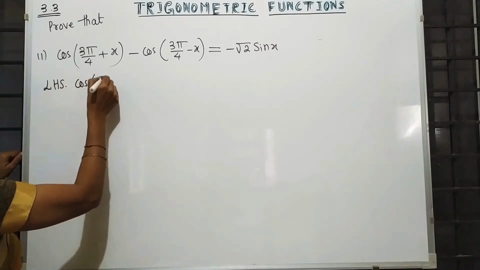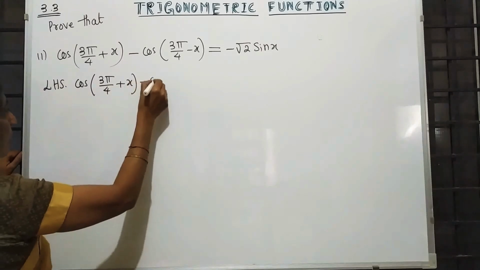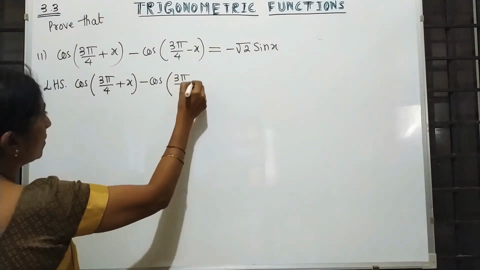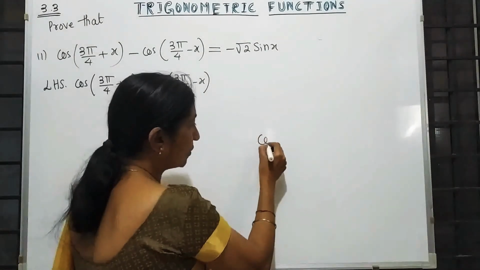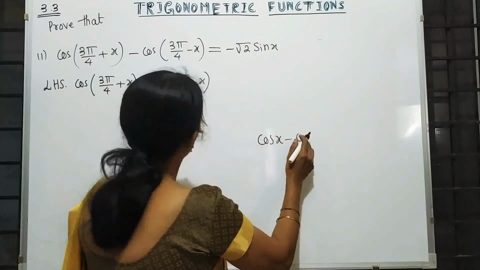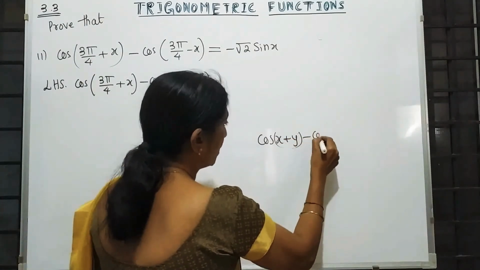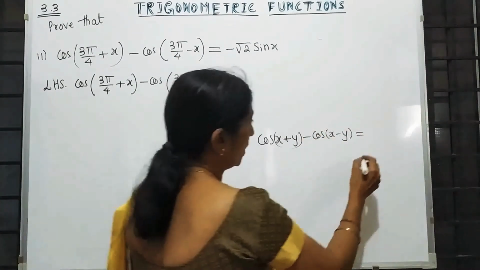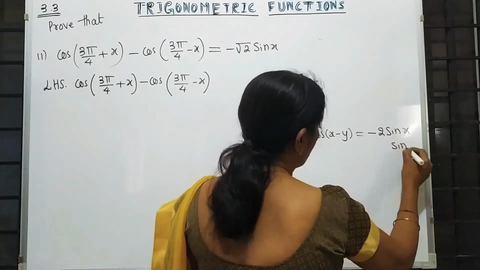Cos of 3 pi by 4 plus x minus cos of 3 pi by 4 minus x. Have you remembered the transformation formula, cos of x plus y minus cos of x minus y? Yes, it is minus 2 sin x into sin y.